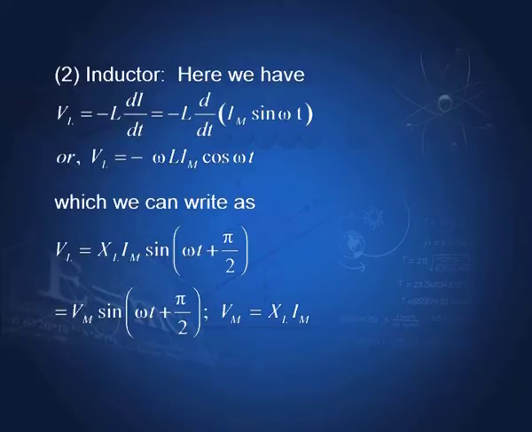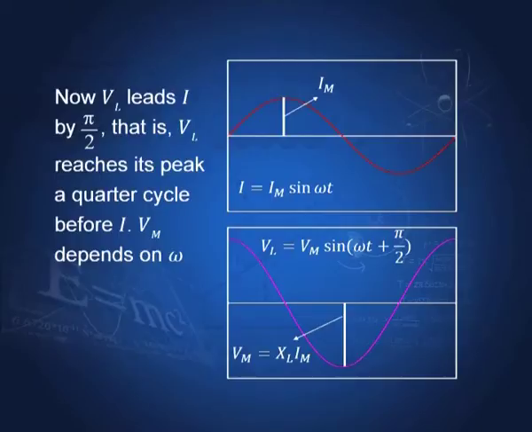So, V m sin omega t plus pi by 2, that is V m is equal to X L times I m. So, the amplitude of this is V m, which is X L times I m, the amplitude of the current is I m, and they are out of phase by pi by 2. That means this voltage through an inductor leads the current by pi by 2, because it reaches the maximum value a quarter of a cycle earlier than the current. Therefore, it leads the current by pi by 2. Remember that.